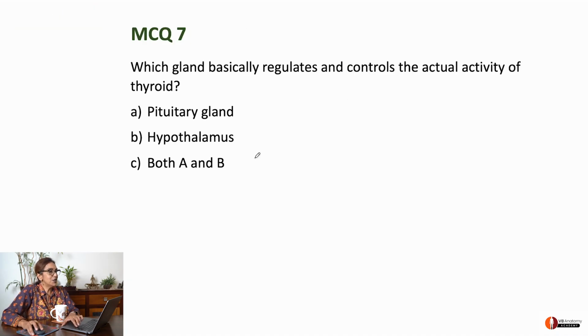MCQ 7. Which gland basically regulates and controls the actual activity of thyroid? Is it pituitary gland stimulating, giving TSH? Yes. Is it hypothalamus? Hypothalamus gives TRH, which causes the pituitary gland to release TSH, which controls thyroid activity. So, in short, both are involved. Option C is the correct answer. Both A and B are involved in the regulation of thyroid gland functioning.